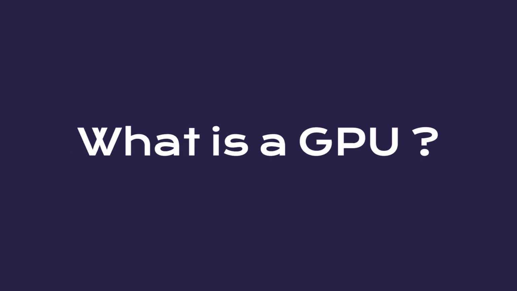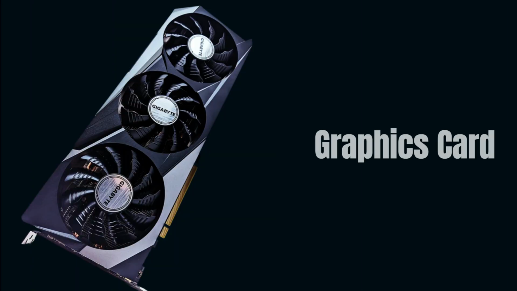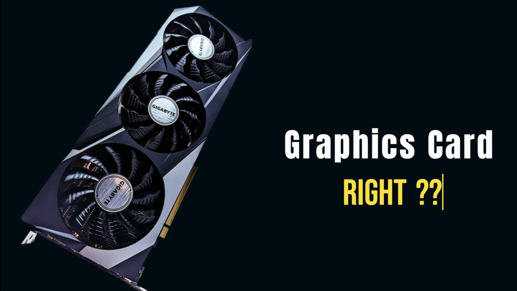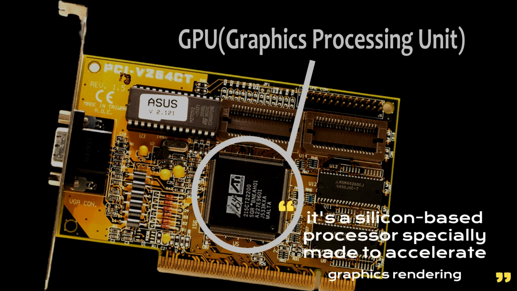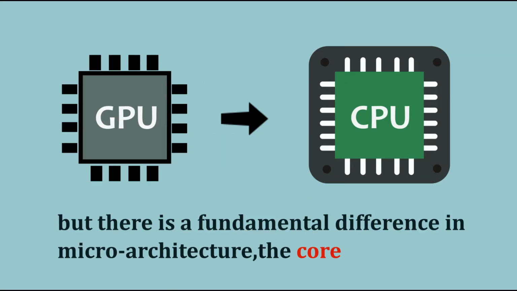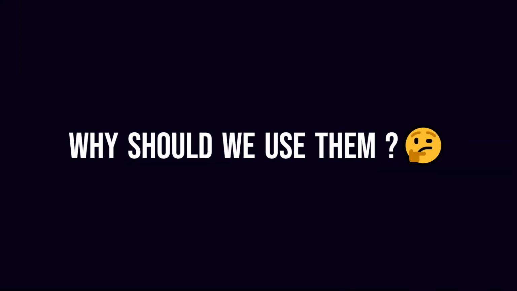So, what is a GPU? Many of you have heard the word graphics card, right? Don't think of them as GPUs. Actually, a GPU is the main part of a graphics card, which is a silicon-based processor specially made to accelerate graphics rendering. The structure of it is quite similar to a CPU, but there is a fundamental difference in microarchitecture, the core.